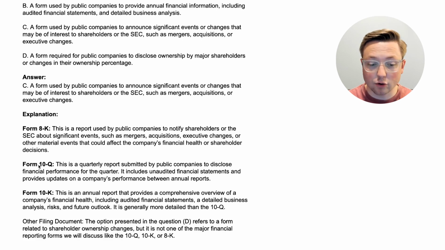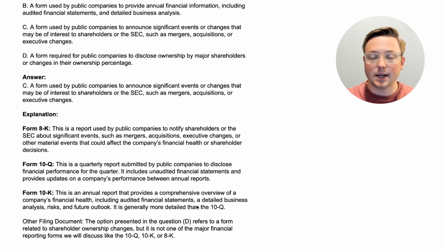Now for the Form 10Q, which is another one that we need to talk about today. This is a quarterly report submitted by public companies to disclose financial performance for the quarter. It includes unaudited financial statements and provides updates on a company's performance between annual reports. And let's dive straight into the next one just to kind of talk about the 10Q and the 10K together. 10K, this is an annual report that provides a comprehensive overview of a company's financial health, including audited financial statements, a detailed business analysis, risks, and future outlook. It is generally more detailed than the 10Q.